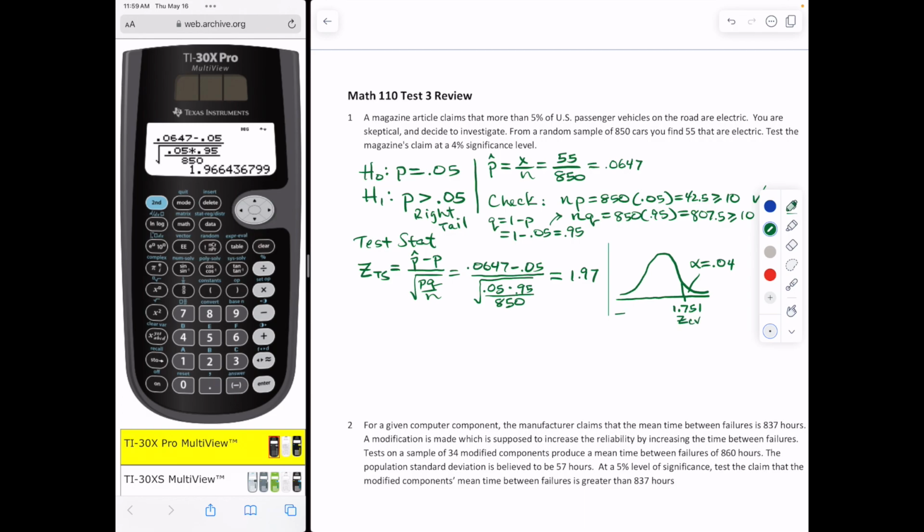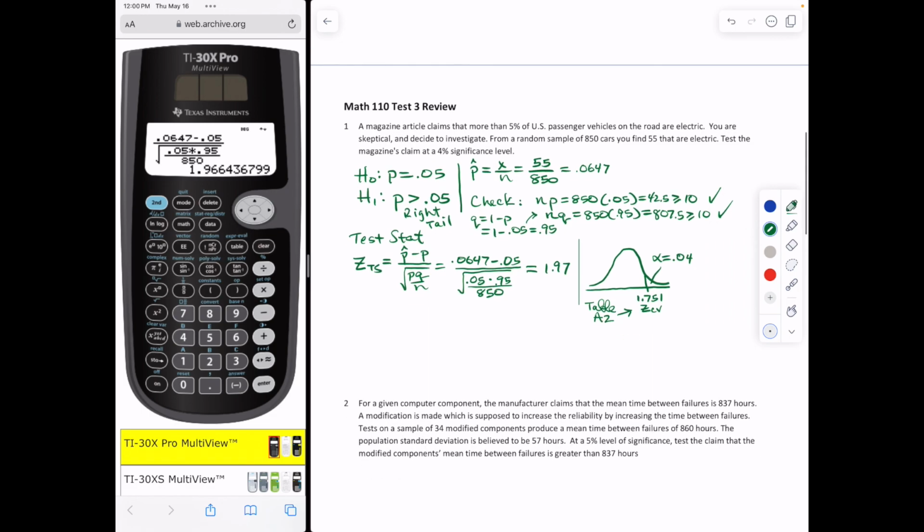And that's from table A2. I'll make the note here. All critical values come from table A2, Z and T. Okay, and then just notice the 1.97 is out in that right tail. So I'll just put a little dot over here to indicate that's my test statistic. So that indicates statistical significance, and whenever we have statistical significance, we end up supporting the alternative hypothesis.